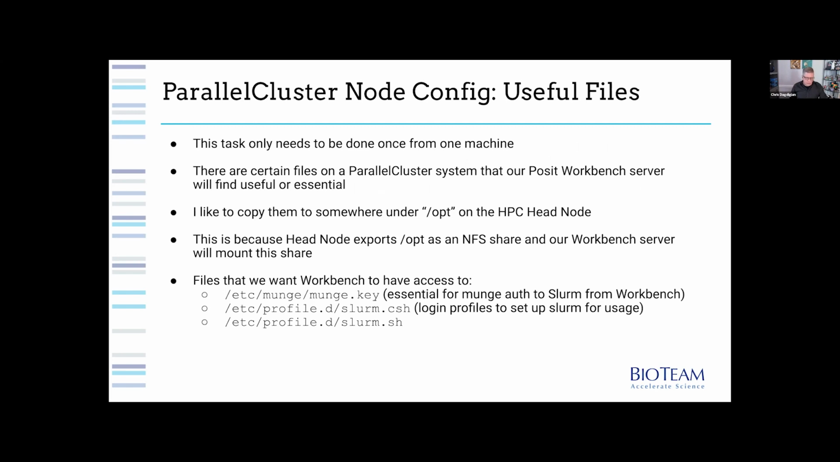What I will say here is from a configuration perspective, there's a couple of different things on the ParallelCluster environment that, if you can shift them over to Posit Workbench, are going to be helpful for you. The big one is the Munge key so that your authentication is consistent. Slurm uses Munge for authentication. And then finally, the Slurm profiles that set up paths and environment variables. You drop those on your Posit Workbench node and you're kind of ready to act as a Slurm submit node.